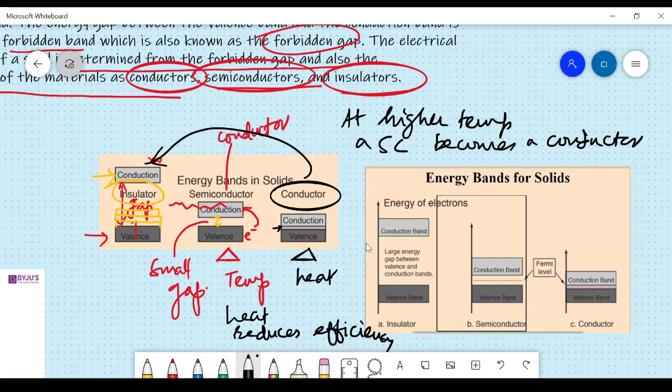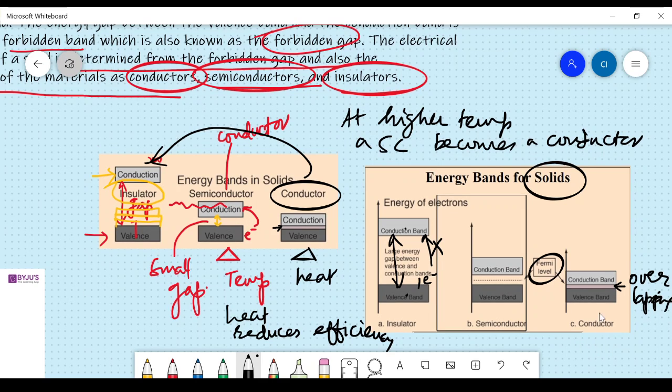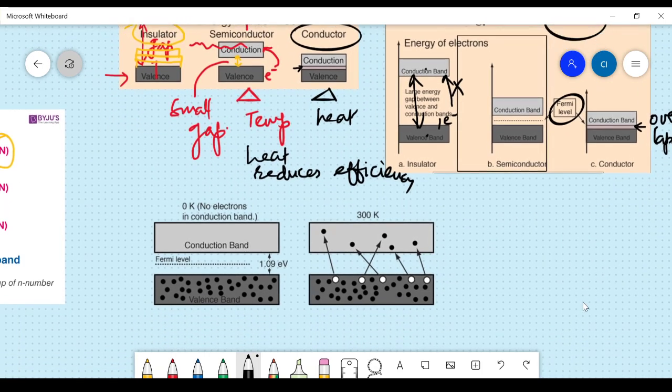Now the energy bands of solids are given here. The conduction band and valence band: a large energy gap between them doesn't allow the electrons to move from here to here. It is not allowed. In the semiconductor, the band gap is very small, and this is called the Fermi level. And in the conduction band, these are overlapping, and the conduction is taking place. So this is the band theory of conductors.